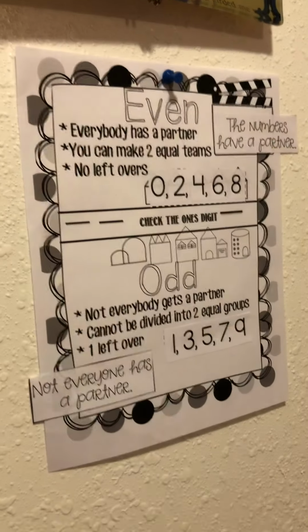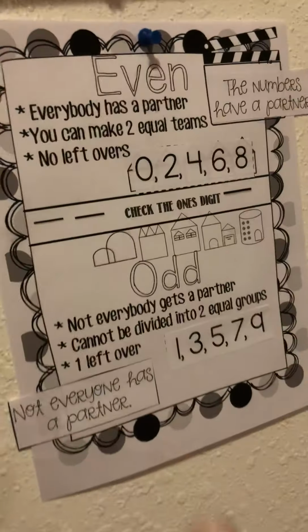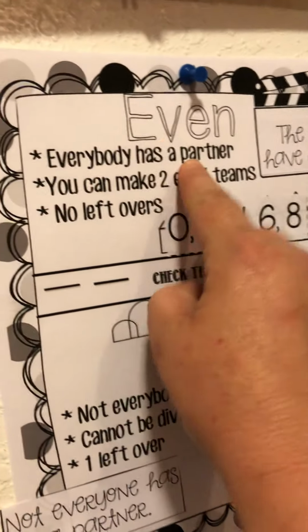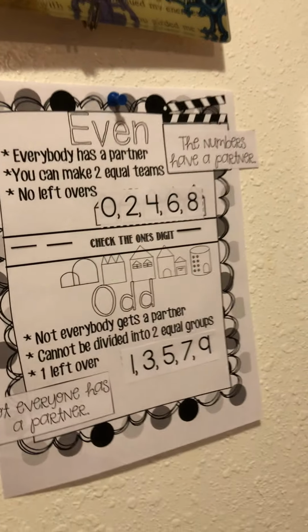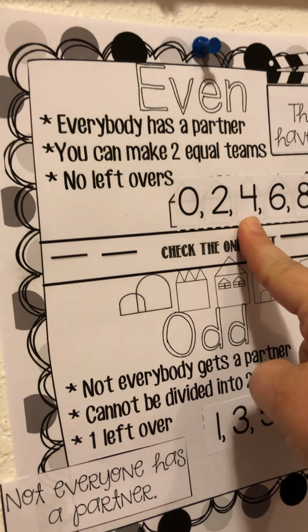Very good. And we can go back for reassurance. Look at our chart or your notes in your handy dandy math journal, and you can see, since they all have a partner, they're an even number. You can also look and see with 14, the last digit being a 4, it's an even number.